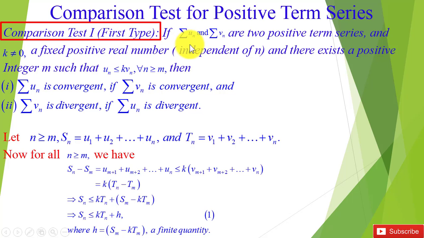If sigma un and sigma vn are two positive term series and k not equal to 0, a fixed positive real number independent of n, and there exists a positive integer m such that un less than or equal to k times vn for all n greater than or equal to m, then sigma un is convergent if sigma vn is convergent, and sigma vn is divergent if sigma un is divergent.